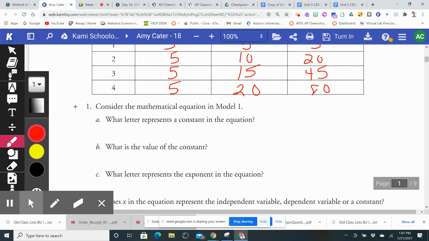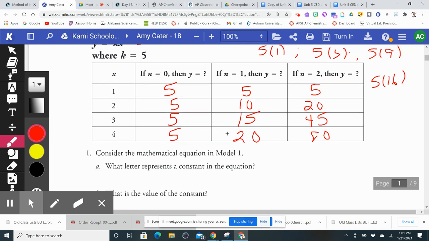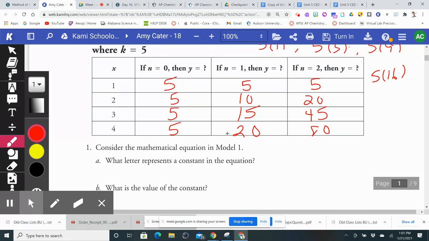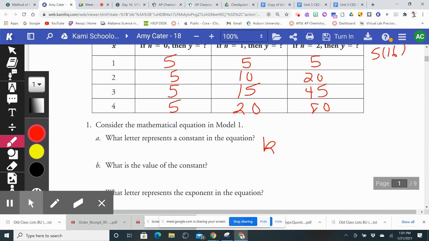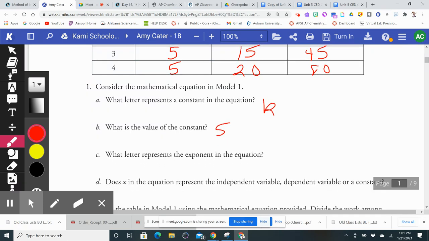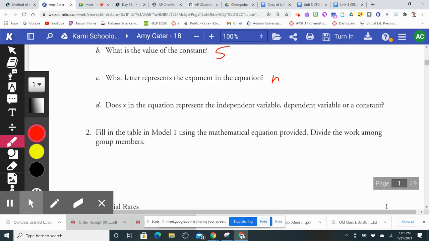Consider the mathematical equation. What letter represents a constant in the equation? So which letter is the constant? K. In science, most of the time, our constants are K. In this chapter, they are K. All right, what is the value of that constant? 5. What letter represents the exponent? N.